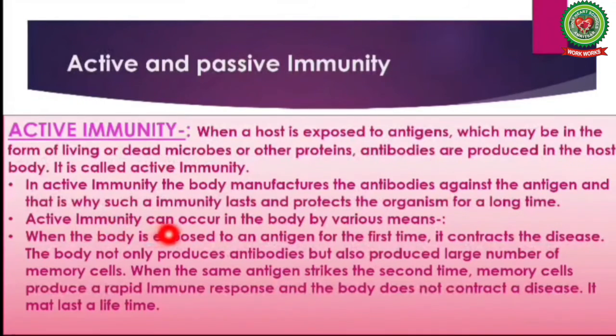Active immunity can occur in the body by various means. First, when the body is exposed to an antigen for the first time, it contracts the disease. The body not only produces antibodies but also produces a large number of memory cells. When the same antigen strikes the second time, the memory cells produce a rapid immune response and the body does not contract the disease. It may last a lifetime.